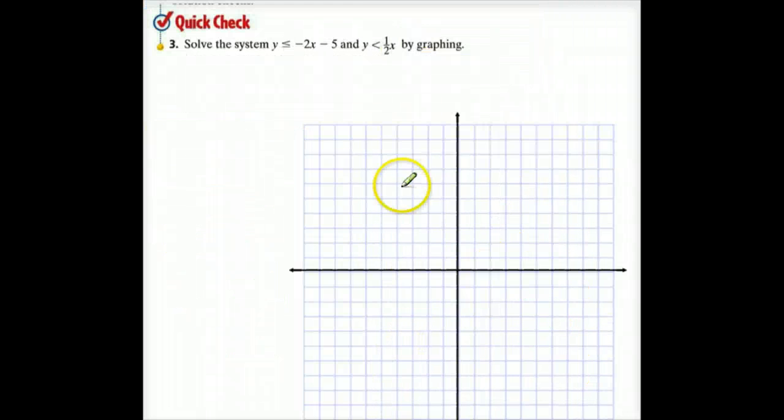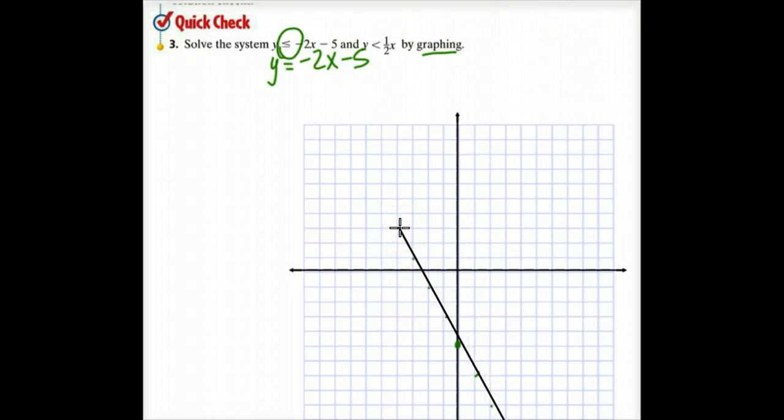Let me do another example. So solve the system. They gave you two inequalities by graphing. So first I have y equals negative 2x minus 5. Go down 5. A slope of negative 2 is down 2 over 1. Up 2 over 1. And that is a solid line because of the greater or less than or equal to symbol. So I'm going to make a solid line.